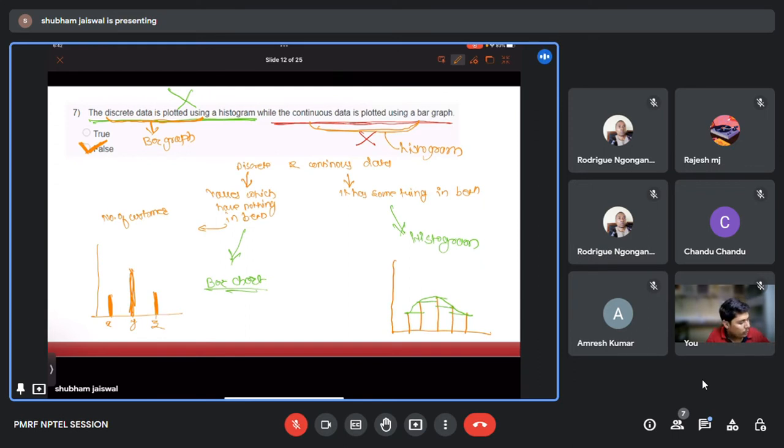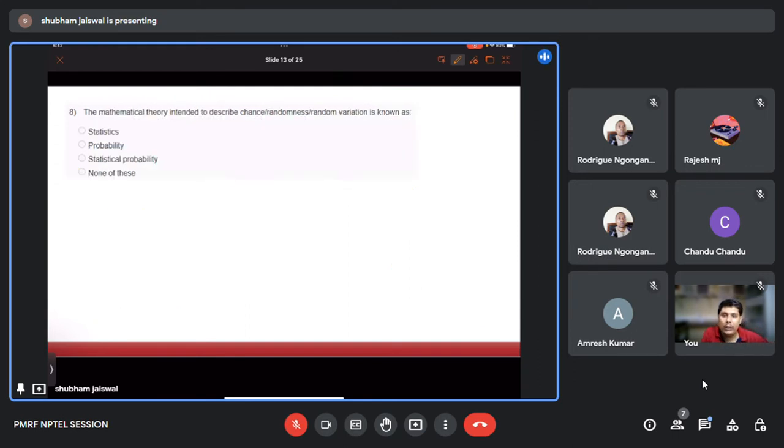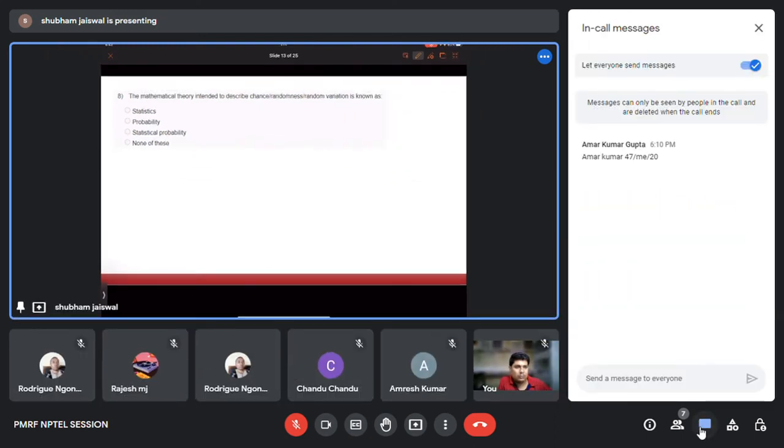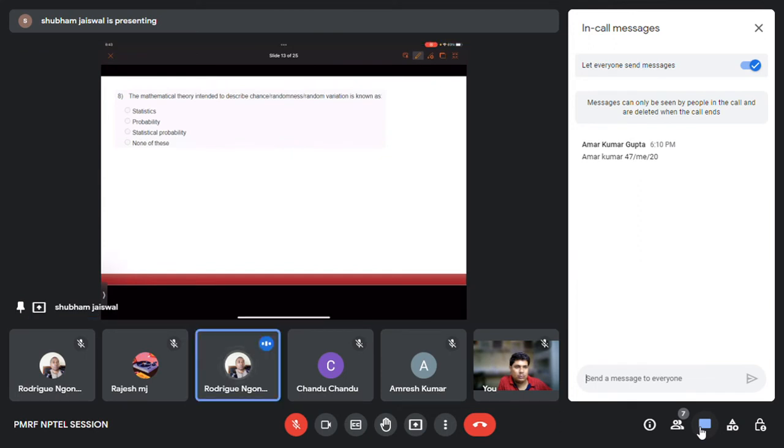So now moving to our eighth question. The mathematical theory introduced to describe the chance or randomness or random variation is known as: statistics, probability, statistical probability, none of these. Anyone? I have already introduced this concept in the very beginning when we were recapitulating what we have seen in the last week content. Probability.